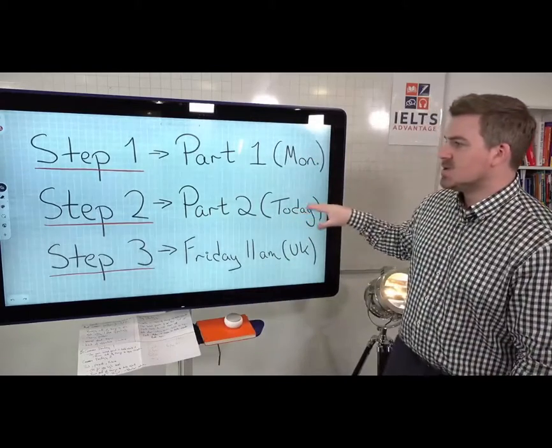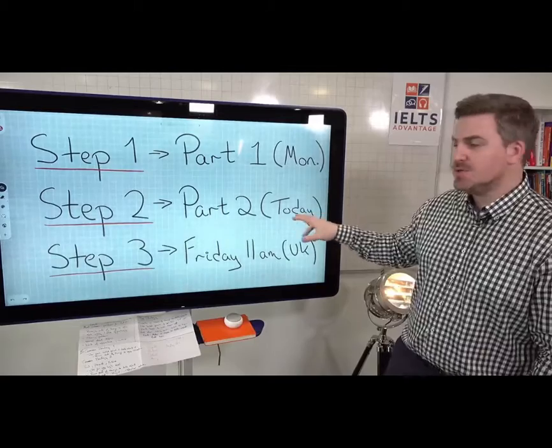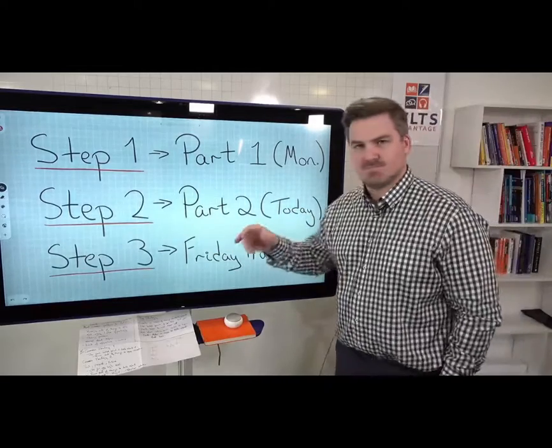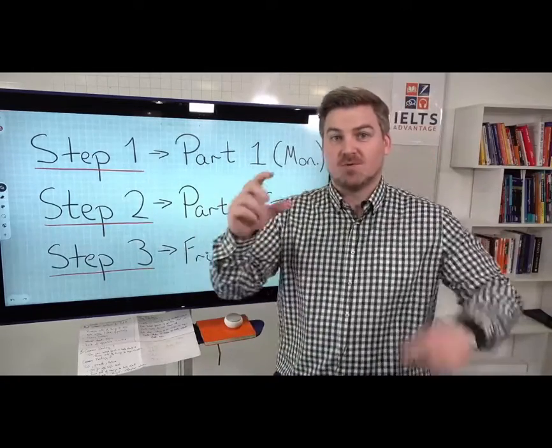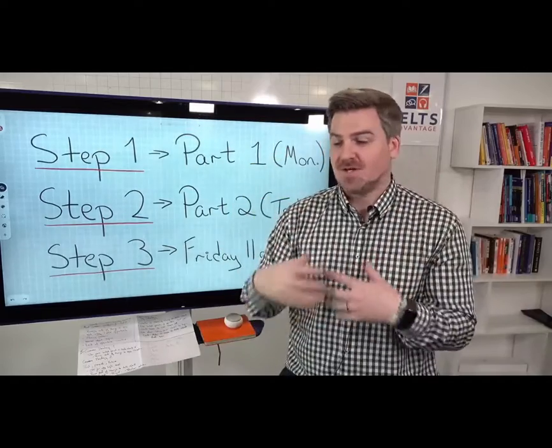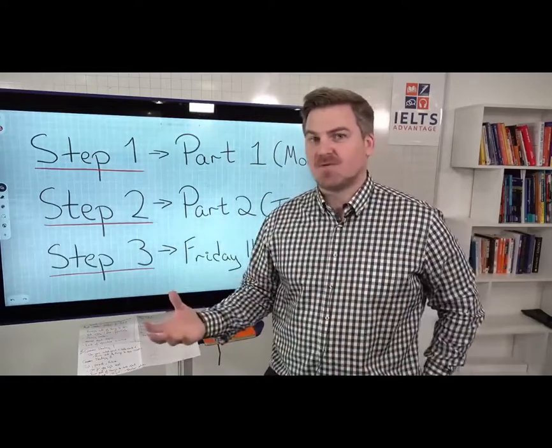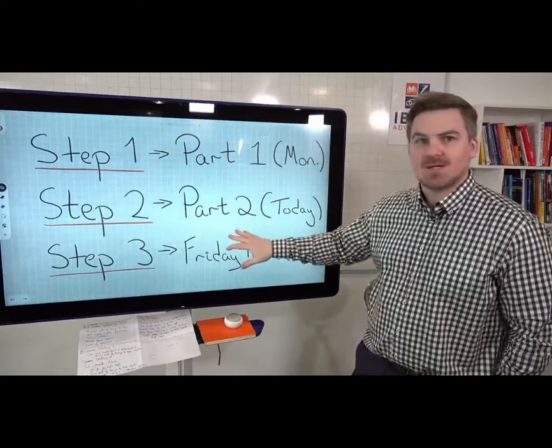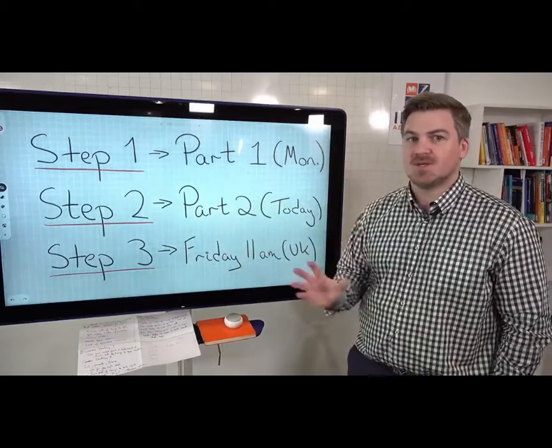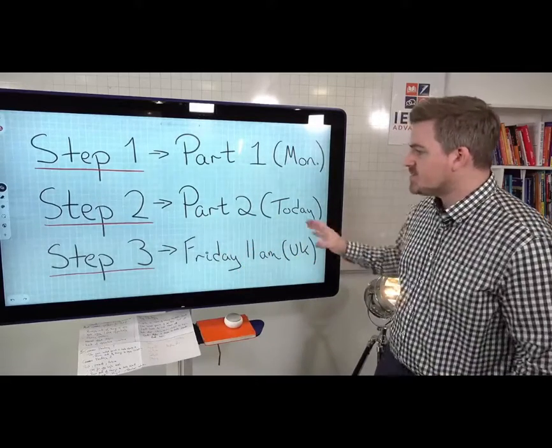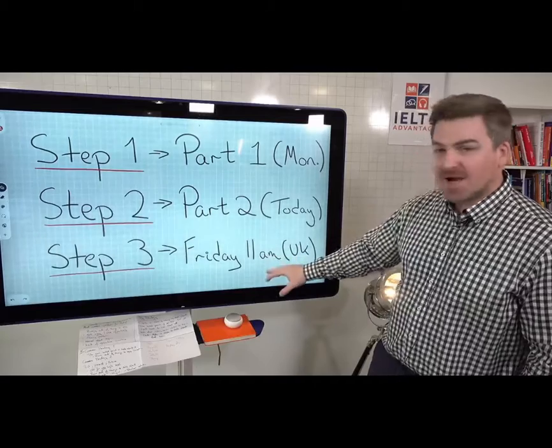Step 2. Today we're looking at part 2. This is the part, sometimes called the long turn, where they give you the cue card and you have to plan for 1 minute and then speak for up to 2 minutes. A lot of people really worry about this, and it's not something you actually have to worry about that much.